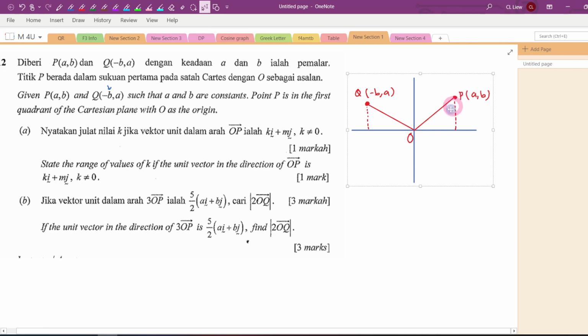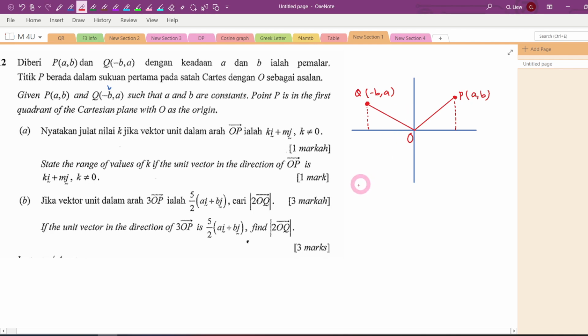So point P is over here. This is a unit, this is b unit. So a and b are positive numbers because point P is in the first quadrant. And the coordinate of Q is (negative b, a). You will notice that the magnitude of OP and the magnitude of OQ are actually the same. Why do I say their magnitudes are the same?